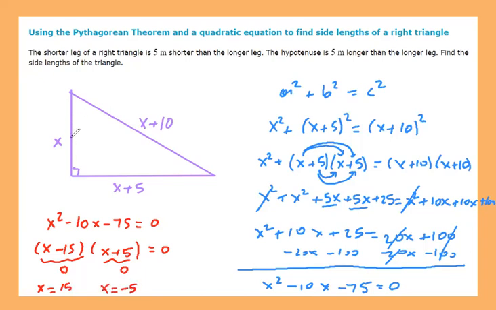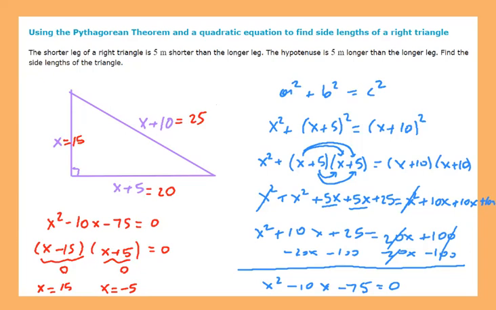But a negative number cannot be a side because that's the triangle side, so we cannot accept this one, so it has to be 15, which means this is 15. And then that would be 5 more, will be 20, and then 10 more of 15 will be 25, then we are done. So this is by using factoring. If you would like to use the quadratic formula, you actually can do that as well.